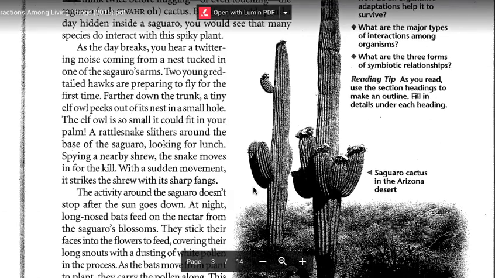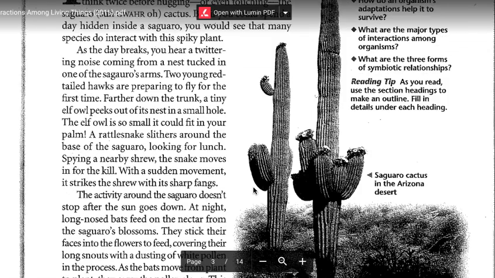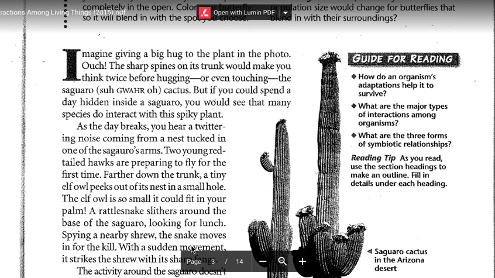Just a note, if you're taking notes on this as we read, often chapters or sections within a chapter start with what I call a fluffy story. So think if you can identify it right off the bat. Imagine giving a big hug to the plant in the photo. Ouch. The sharp spines on its trunk would make you think twice before hugging or even touching the saguaro cactus. Are you catching on? That's obviously not something to take a note on, right? It's just setting the scene.